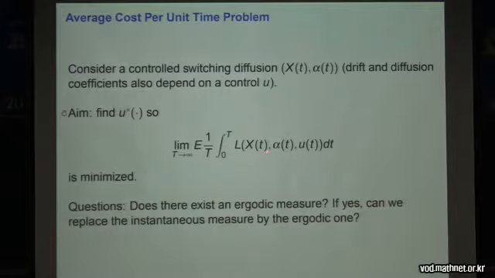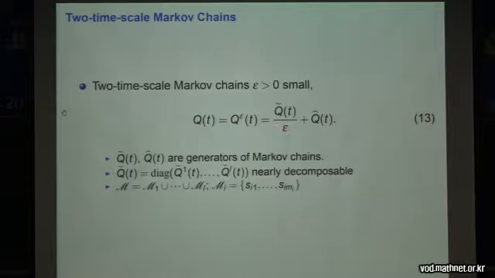Now, when you do this, you would ask, can I replace this one by something simpler, by an average with respect to the stationary measure or invariant measure? But if you want to do that, you have to confirm there is an invariant measure. And then you need conditions to guarantee that, and there are certain conditions under which there are such invariant measures or ergodic measures.